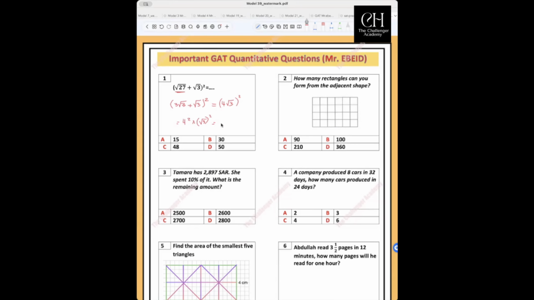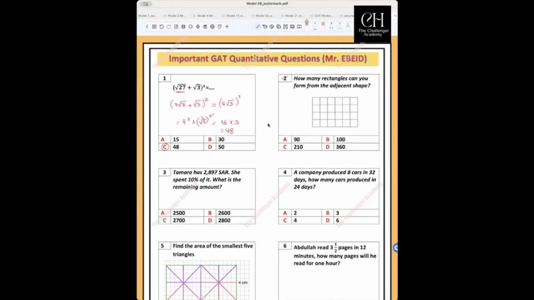So 4 squared is 16 times, you know that you will cross the square root to the power 2, so it's 16 times 3, which equals 48. So the answer is C. Let's move to question 2.